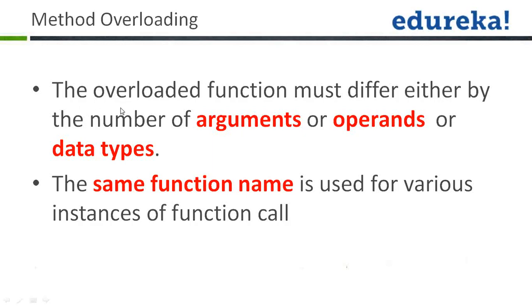Now let's see what this presentation has to say. The overloaded function must differ either by the number of arguments or operands or the data types. Okay, so in these three cases, whenever you do this thing, the method will be considered as an overloaded function, but the name of the method will remain the same. The same function name is used for various instances of function call.